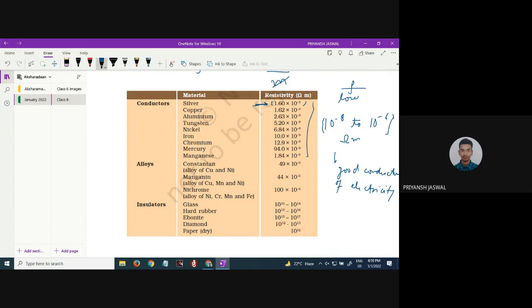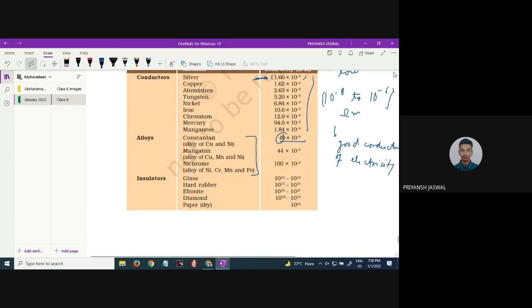As it increases towards 10 to power minus 6, after that there is 49 into 10 to power minus 6. It's still in the order of 10 to power minus 6, but this number has become 2 digits. So it's basically 10 to power minus 5 now. It has increased by an order of 1, 10 to power 1. So these materials are now known as alloys, which have comparable resistivity as to the conductors also. So these are good conductors of electricity.